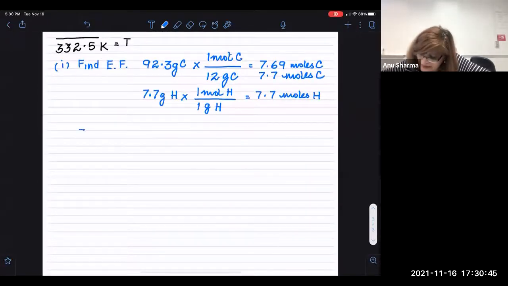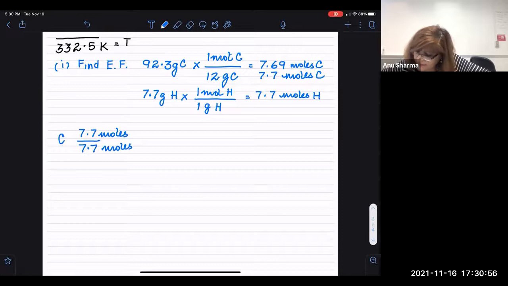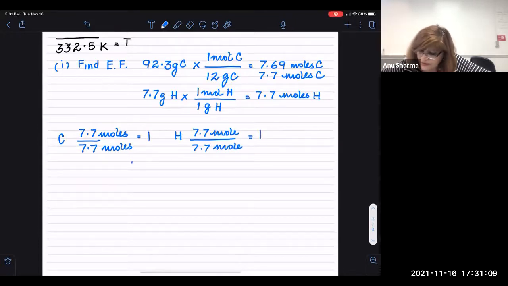So basically 7.7 moles over 7.7 moles that relates to carbon. And then here is the hydrogen again, 7.7 moles and 7.7 moles. So this is 1 to 1. So this is 1 and this is 1. So in other words, the empirical formula is C1H1. Okay, this is the empirical formula.